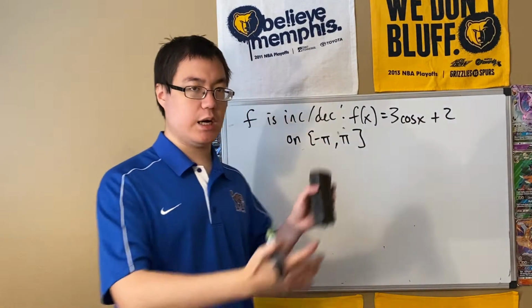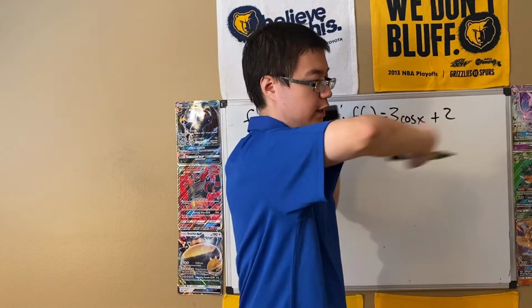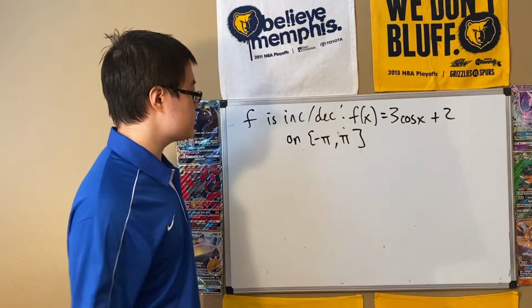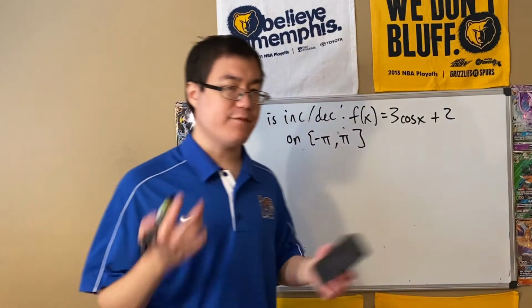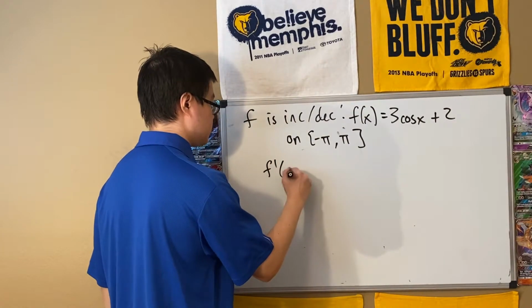So when we draw the sign chart, I'm going to stick negative pi and pi. That's going to be our fence. We're not going to look at anything beyond those 2 points. But even if it's trig, the first step is still the same. Take the derivative. So here the derivative is f prime of x.